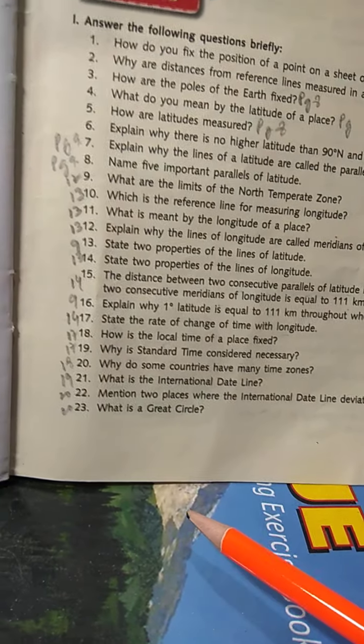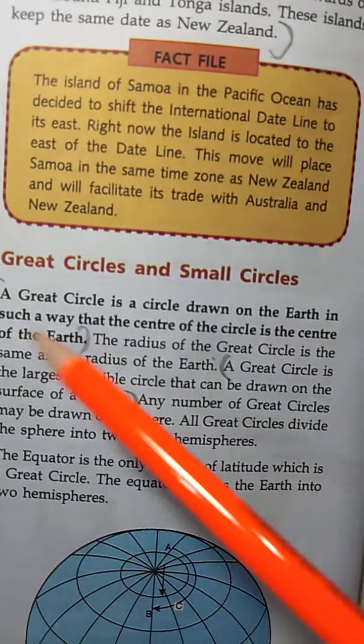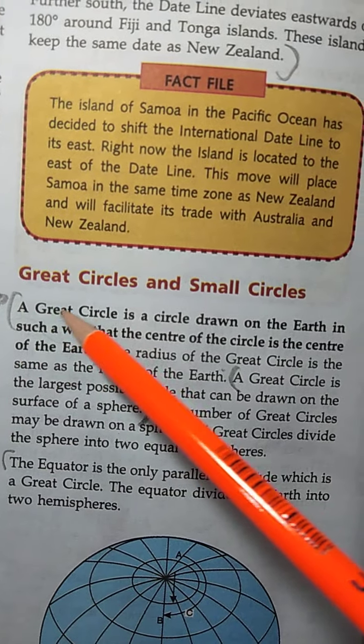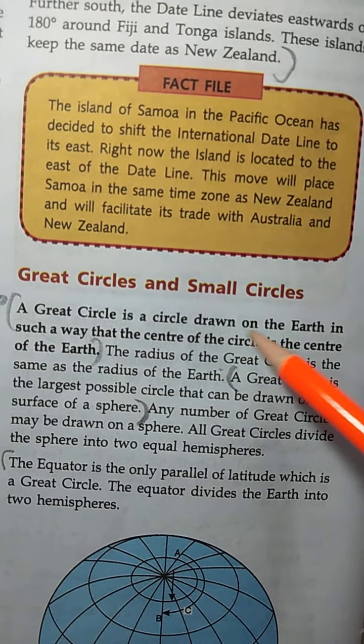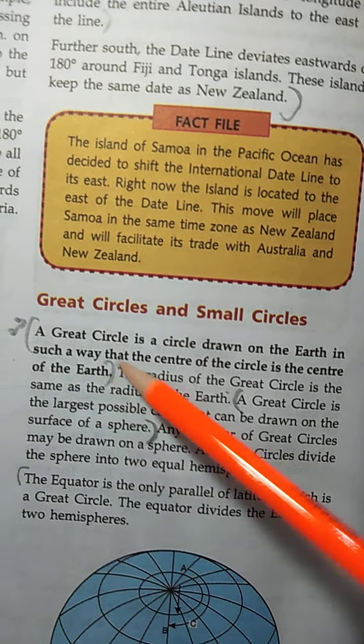The next question is, what is a great circle? The answer again is given on page number 20. The definition is given here in bold letters. A great circle is a circle drawn on the earth in such a way that the center of the circle is the center of the earth.